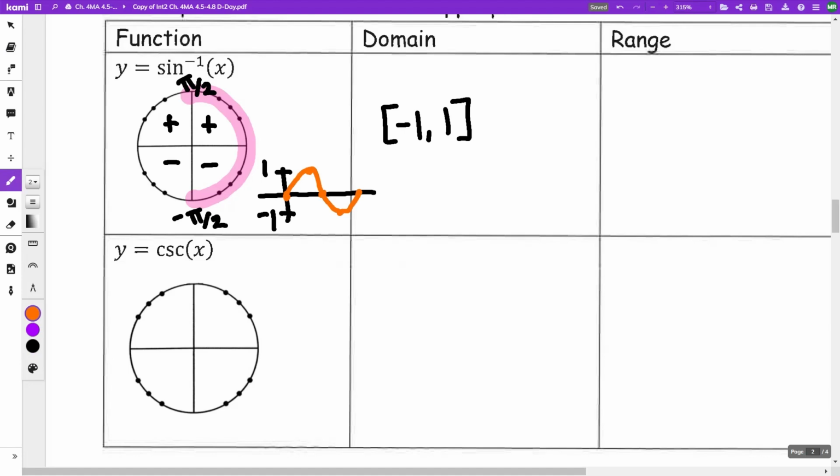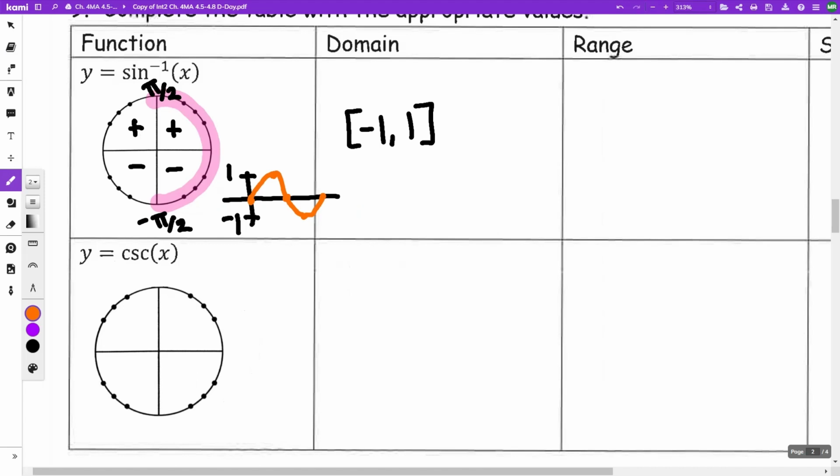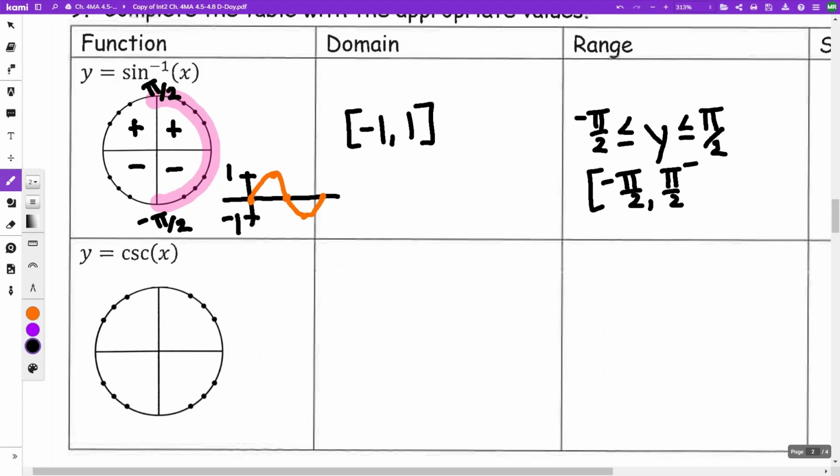That becomes my new domain. My range and my domain are switched. So the maximum and minimum for my domain is going to be -1 to 1, closed brackets because it includes -1 and includes 1. My range is going to be the radians that I showed over there. So it's going to be negative pi halves less than or equal to y less than or equal to pi halves. Or the way I generally write it is negative pi halves to pi halves. If you want to write the domain in inequality form, it would be -1 less than or equal to x less than or equal to 1.